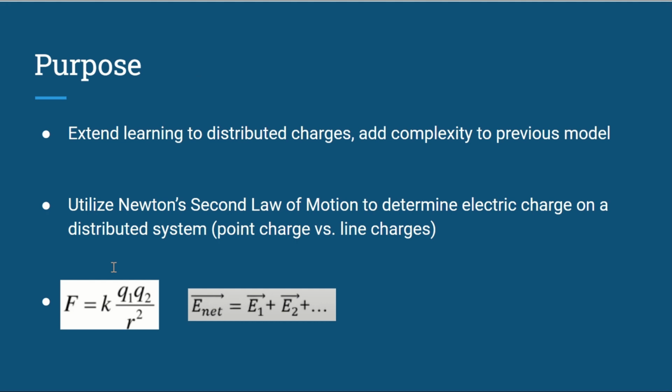The main purpose of this lab is to extend our learning from the previous lab to distributed charge systems. This is also going to add some complexity to the previous model that we developed. Still, we're going to utilize Newton's second law to determine the electric charge and electric forces present on, in this case, a distributed system, whereas the previous lab focused on a single point system in the form of a point charge. In this case, we're going to be utilizing line charges. Again, the two expressions for Coulomb's law and superposition are displayed on the bottom of the screen.